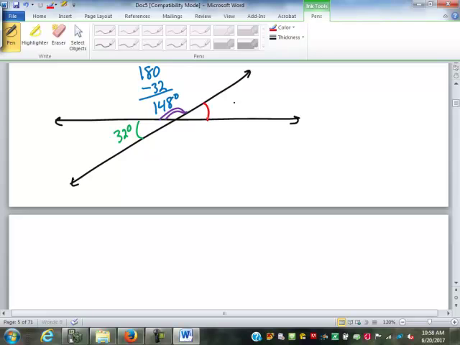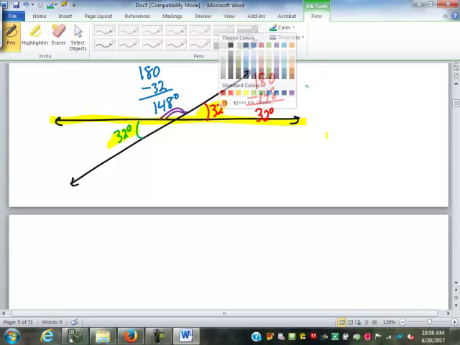Now I want to look at this angle over here. How do I find that one? Minus 148. Perfect. 180 minus 148 is 32 degrees. That angle is 32 degrees because that's a straight line. Those two are supplementary as well. They have to add up to 180. Well, notice these two angles are equal. Those two are what we refer to as vertical angles.